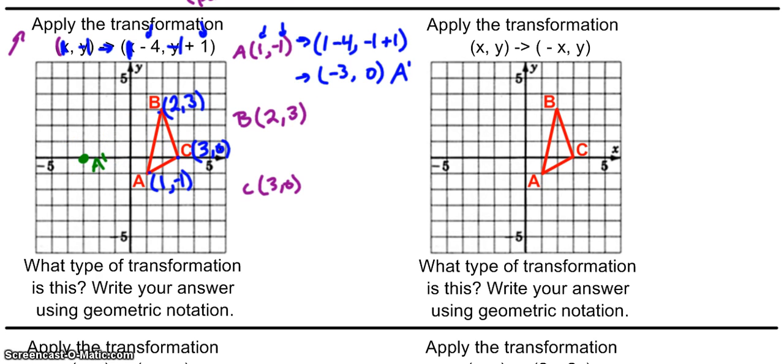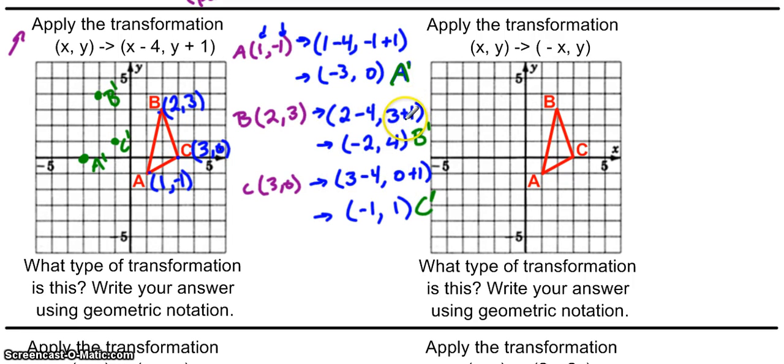Go ahead and try to do B and C. Remember, you're taking these points right here, 2, 3, substituting them in for x and y in our transformation right over here. Okay? And then once you simplify that, you can plot the point. Go ahead, try and find the points for B and C. The answers will be up on the screen in 3, 2, 1. And here we are.